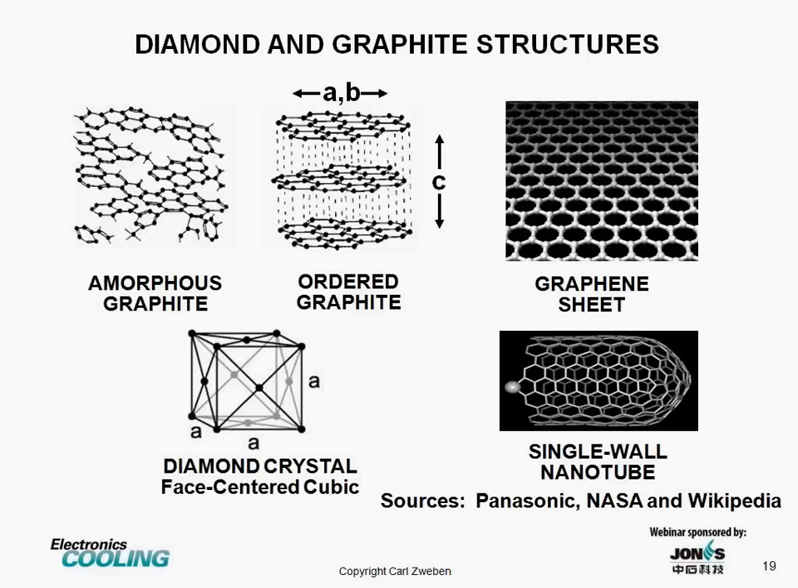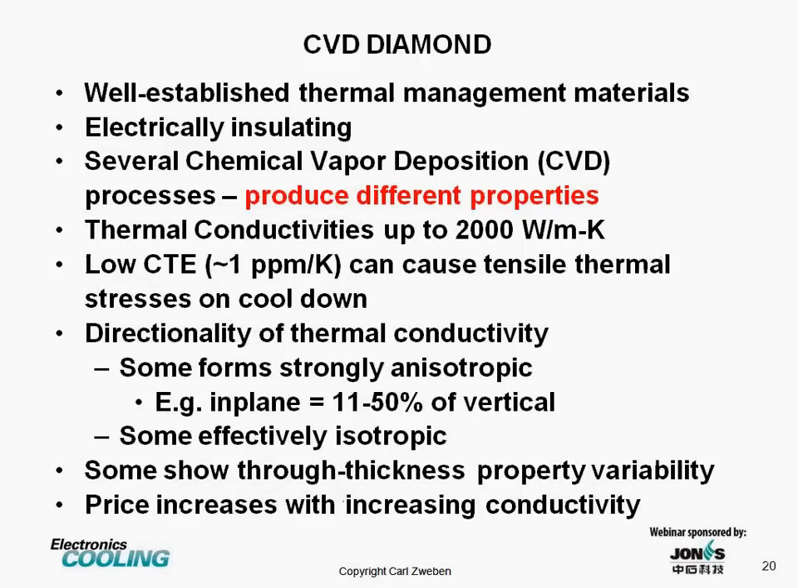So on the right, we have the graphene sheet, for which two people won the Nobel Prize for work on graphene, which is a hexagonal array of carbon atoms. A single wall nanotube is basically a graphene sheet that's rolled up into a cylinder, and so we would expect similar thermal properties. Finally, on the lower left, we have diamond crystal, another form of carbon. It's face-centered cubic, and it has extremely high thermal conductivity, high stiffness, and of course very high hardness.